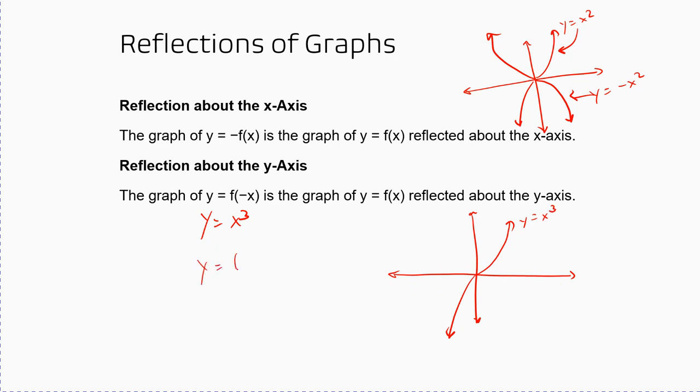If I were to say now sketch the graph of negative x cubed, well notice how the negative is inside, or underneath, the exponent here. You'd flip it around the y-axis. So you'd take this and reflect it around this way. And this would be y is equal to negative x cubed.